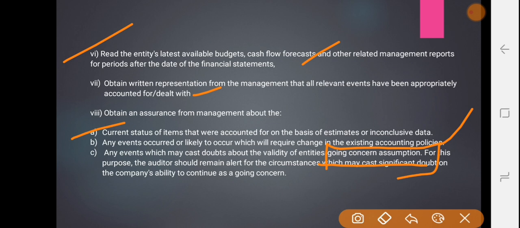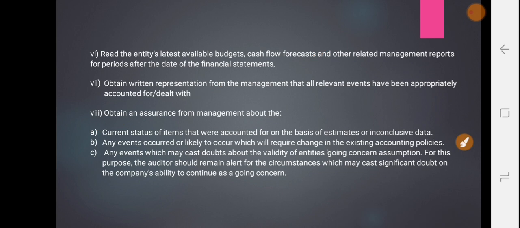For this purpose, the auditor should remain alert for circumstances which may cast significant doubt on the company's ability to continue as a going concern. So here these are all the indicators of subsequent events.